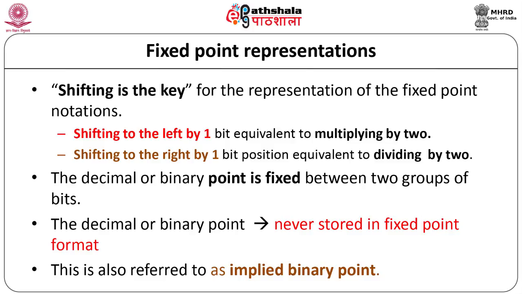Shifting the integer to the right by 1 position is equivalent to dividing the number by 2. In these notations, the decimal or binary point is fixed between two groups of bits. The decimal or binary point is never stored in a fixed point formatted number. As the decimal point or binary point position is known and fixed, it is not necessary to store the decimal or binary point. This is also referred to as implied binary point.